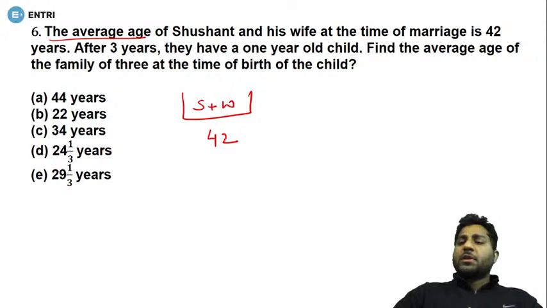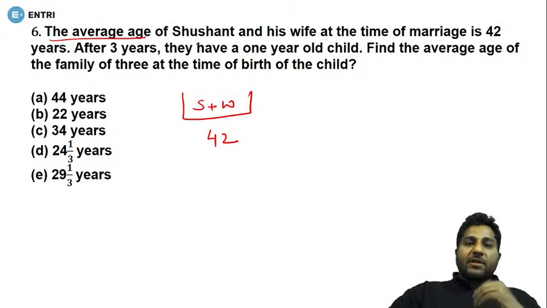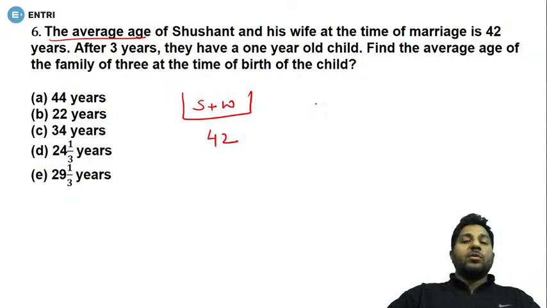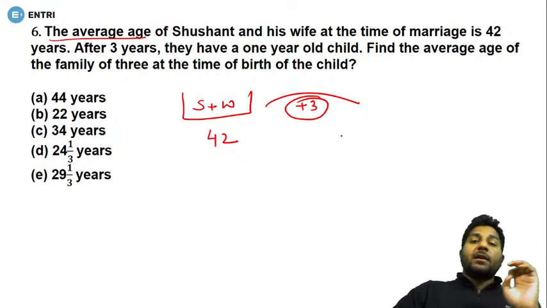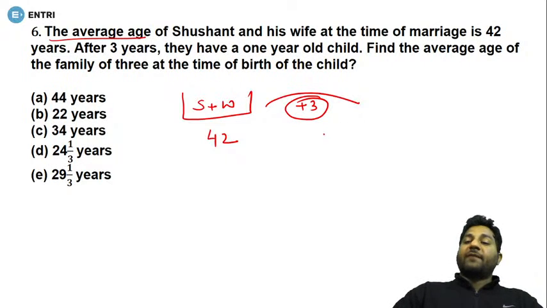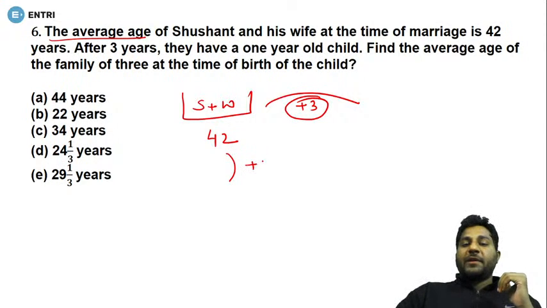Lots of questions have been asked on age basis. Why? Because the average concept is a mixture of age and allegation. After 3 years they have a 1-year-old child. So after 3 years, each person will move 3 years ahead, and they will have only a one-year-old child. That means after 2 years a child was born. So we have to go only 2 years ahead.